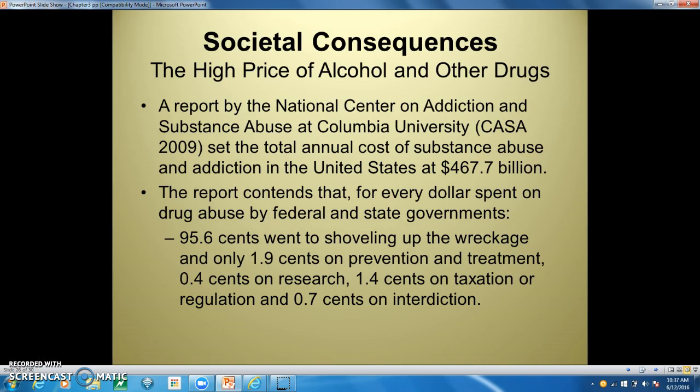As far as the economic cost, the total cost of substance abuse and addiction in the United States is estimated at $467.7 billion. Only 1.9% went to prevention.